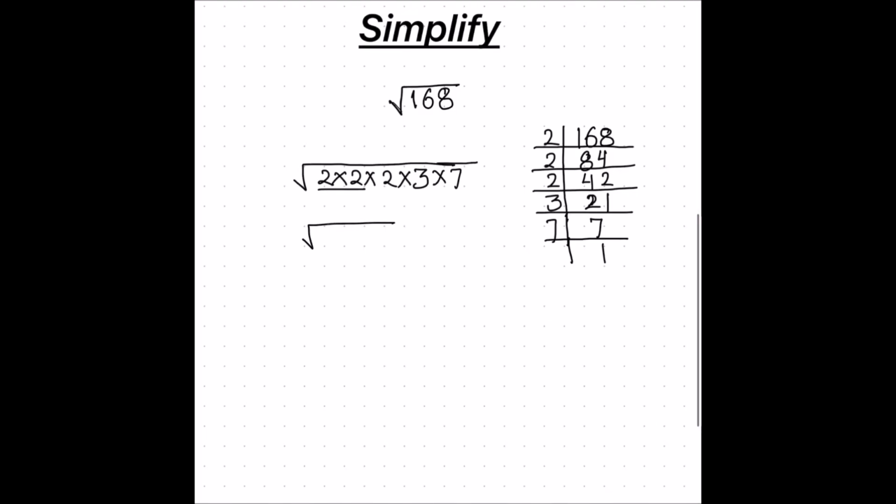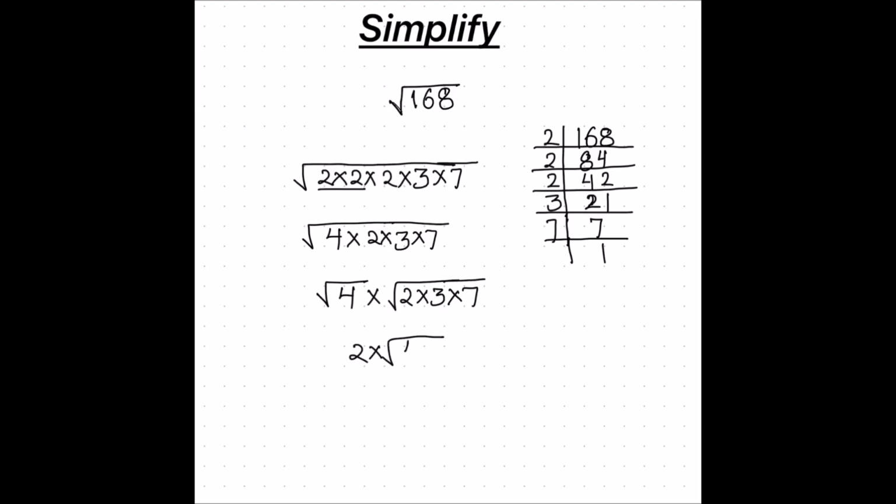So we can write it as square root of 4 times 2 times 3 times 7, or square root of 4 times square root of 2 times 3 times 7, or square root of 4 will be 2 times square root of 2 times 3 is 6, 6 times 7 is 42. So that's 2 square root of 42.